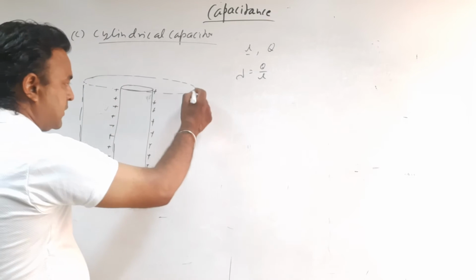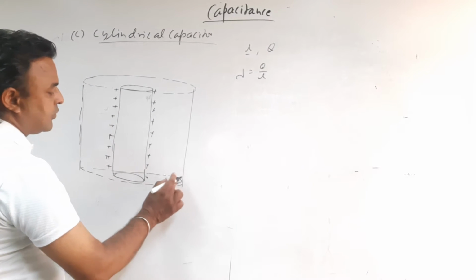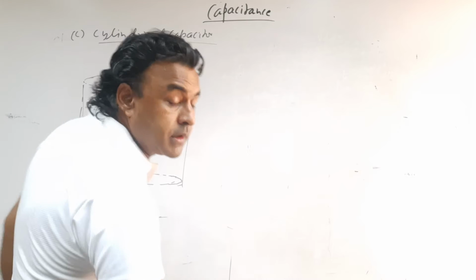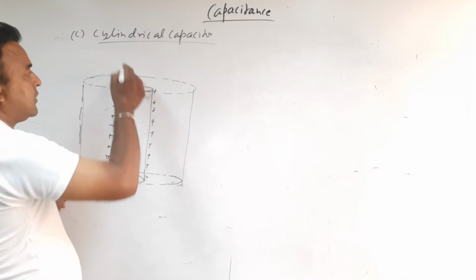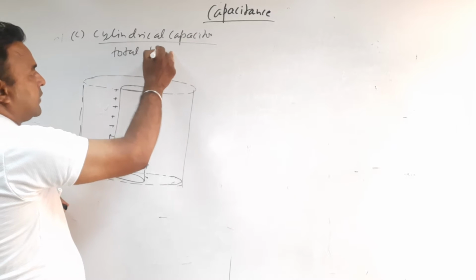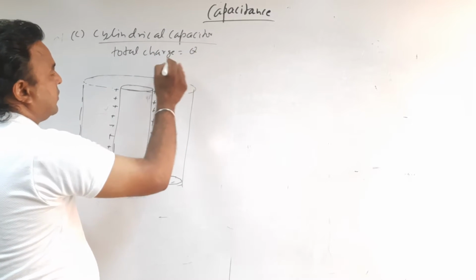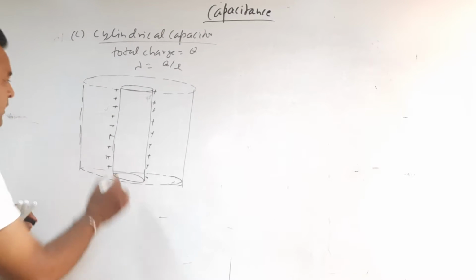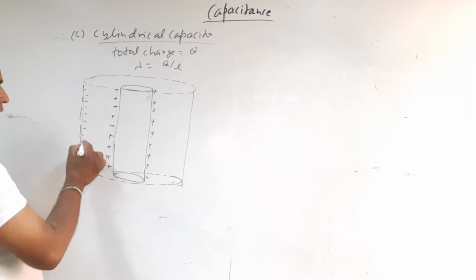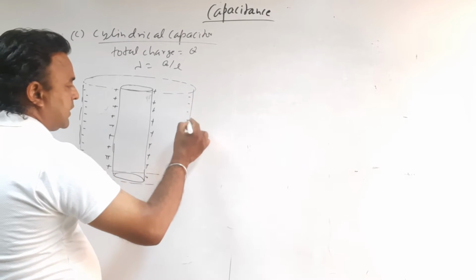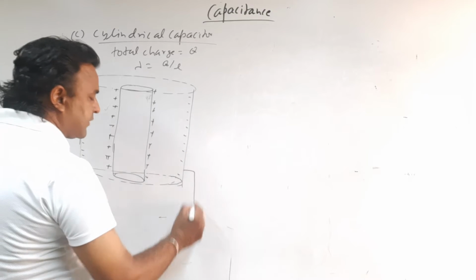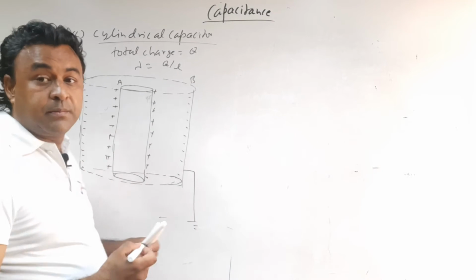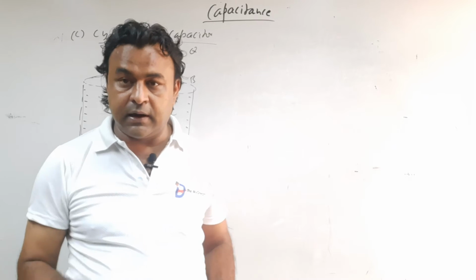okay. Now our sole purpose is what? Our purpose is to find the Q and V. Total charge is Q, lambda Q by L, right? Here there will be induced negative charge and the outer face is earth. I call inner cylinder A and outer cylinder B. Definitely potential of the outer cylinder is predefined, that is 0 now.